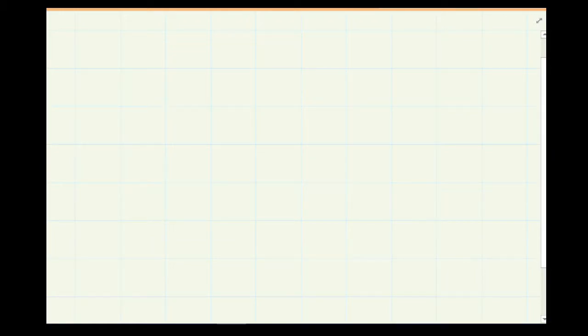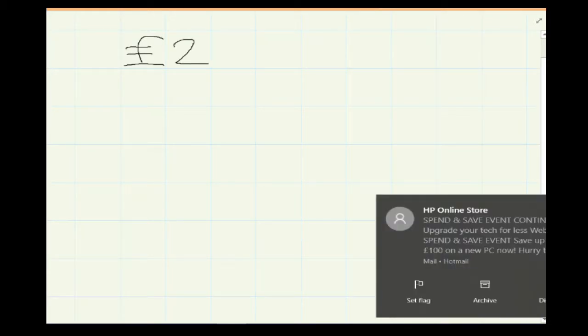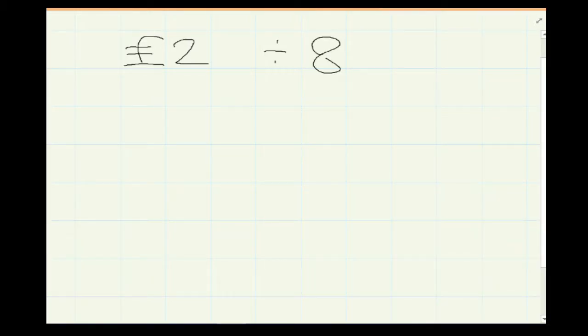Something that the bus stop is absolutely excellent for is something like this. Let's say you have £2 and you had to share it between 8 people. £2 shared between 8 people. So, as I said before, the first number goes inside the bus stop, and it's usually the biggest, but here it's not. This is £2 divided by 8. So this is very strange. 2 divided by 8. Now this won't work, but there's a way of making it work.